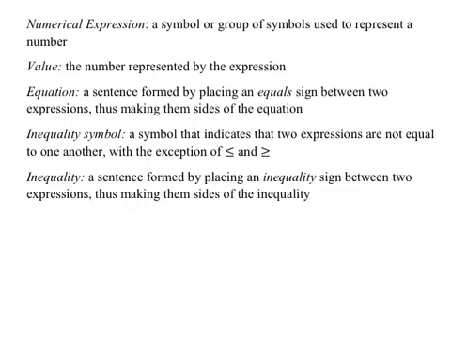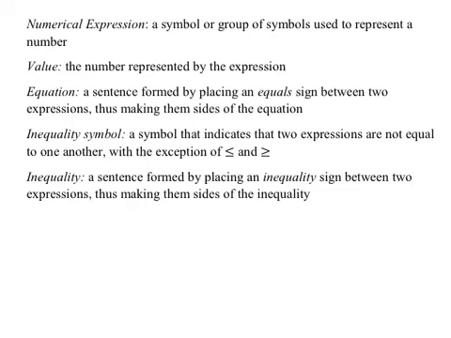An equation, though, is a sentence that's formed when you put an equal sign between the expressions. So you have two expressions, and when you set them equal to each other with an equal sign, it becomes an equation. An inequality symbol is a symbol that indicates that two expressions are not equal to each other. So either one is greater than or one is less than, but you can obviously have less than or equal to inequalities, which would be exceptions to that.